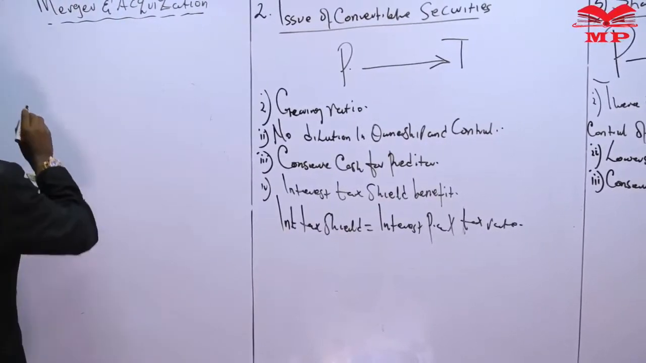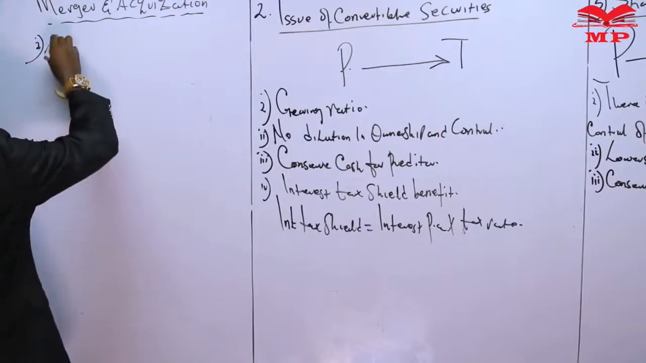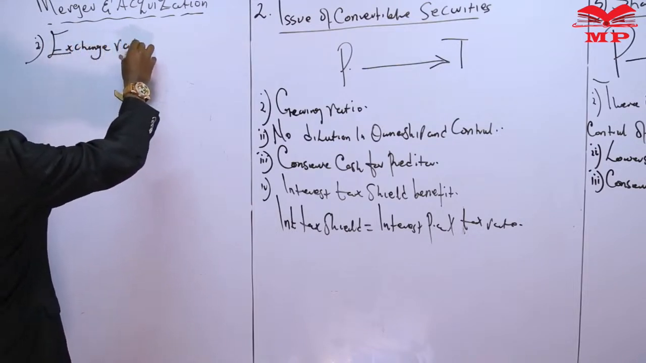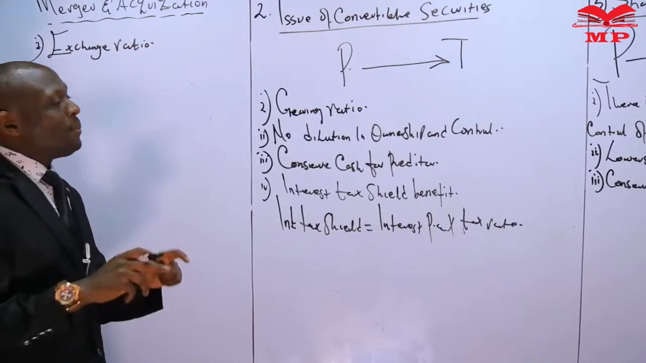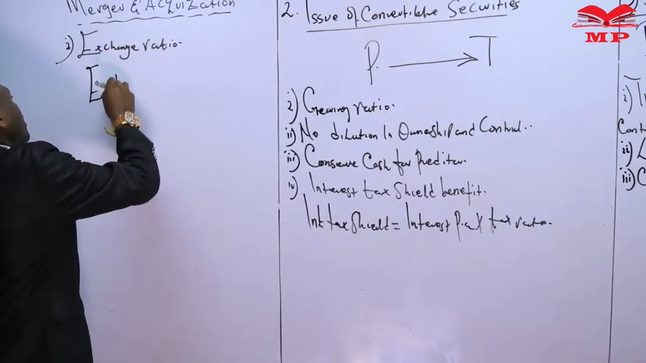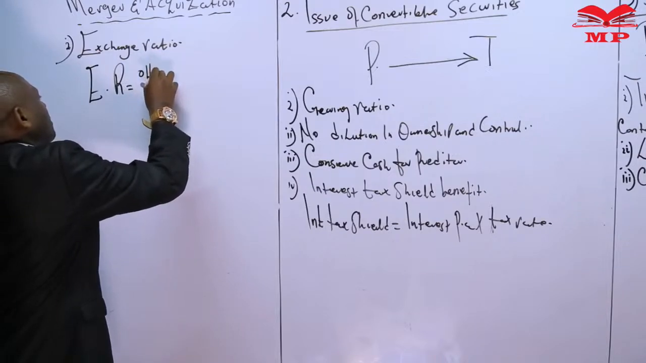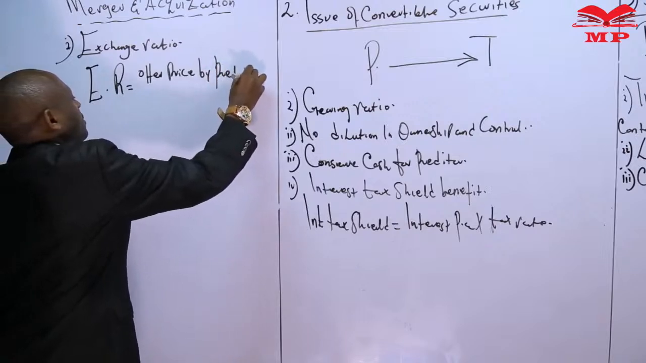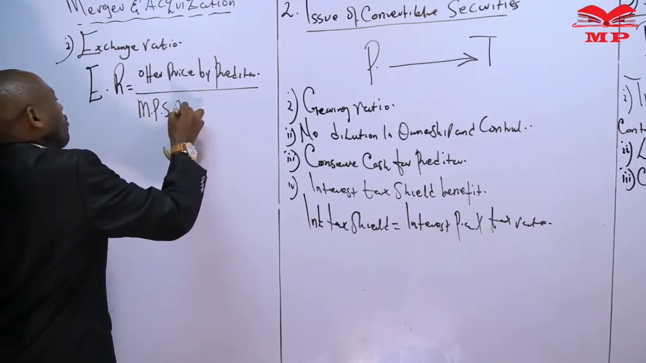So the first thing we need to understand under merger and acquisition is what is exchange ratio. How many shares should be issued by the predator for how many shares in the target? We say that exchange ratio is equal to the offer price by predator over market price per share of predator.